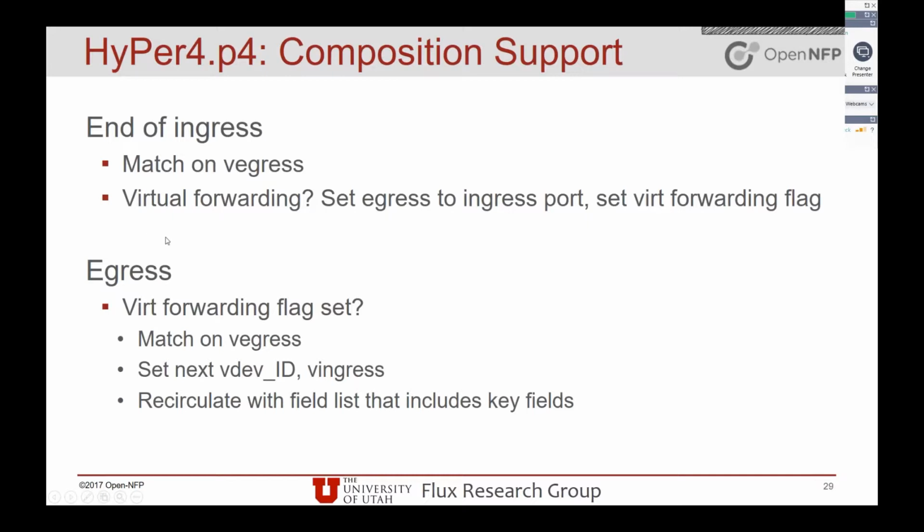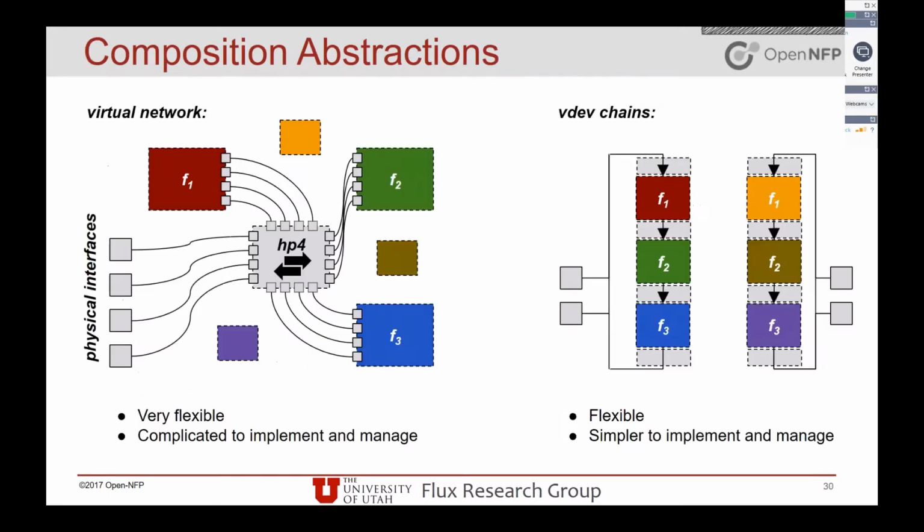Okay, so there's a bit of work that's done at the end of the ingress pipeline, and there's a bit more work done in the egress pipeline where we take a look and see whether the virtual forwarding flag was set, and if so, based on that virtual egress value, we set the next virtual device ID, we set the virtual ingress port, and then recirculate that packet. The field list that is part of that recirculate operation will have all of the key fields necessary in order to make this work correctly.